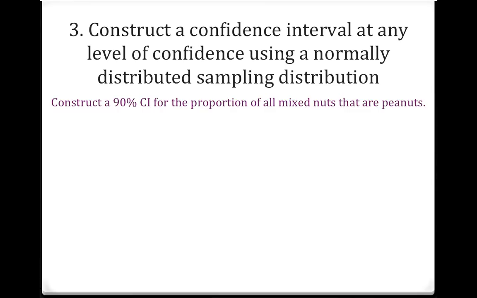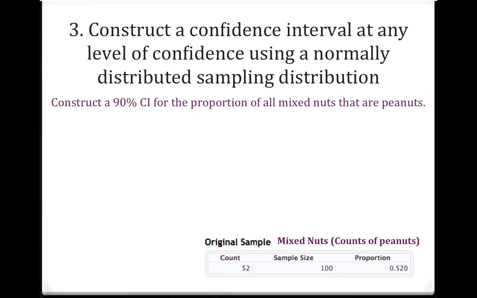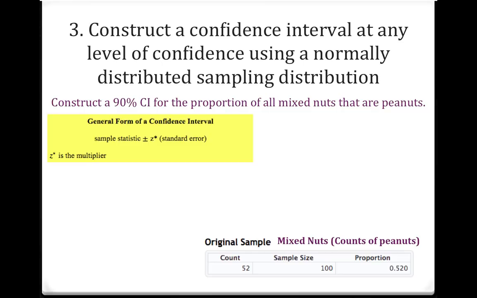Construct a 90% confidence interval for the proportion of all mixed nuts that are peanuts. This is a data set that is built into StatKey if you go to bootstrap a confidence interval for a single proportion. Here we have a random sample of 100 mixed nuts. In that sample, 52 were peanuts for a sample proportion of 0.520. That 0.520 is our sample statistic.